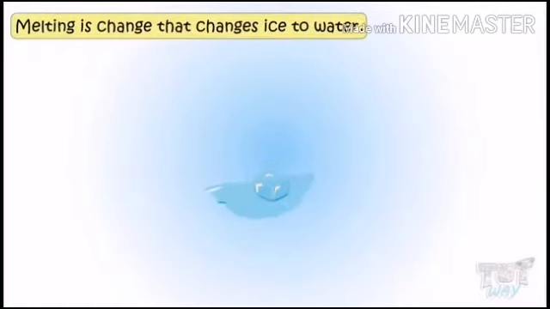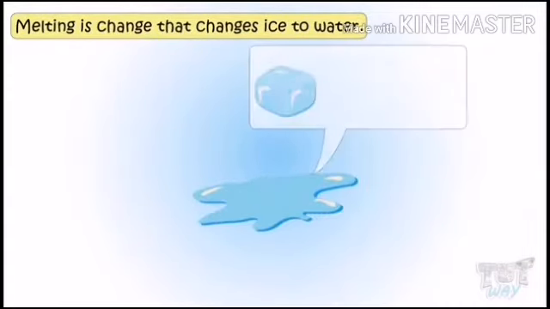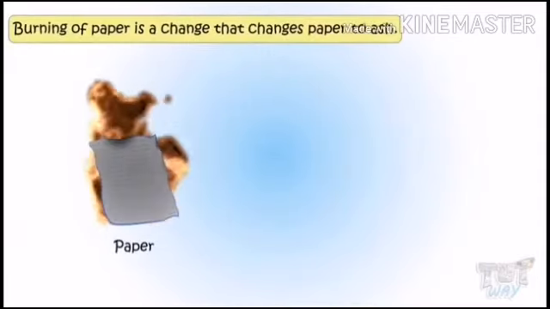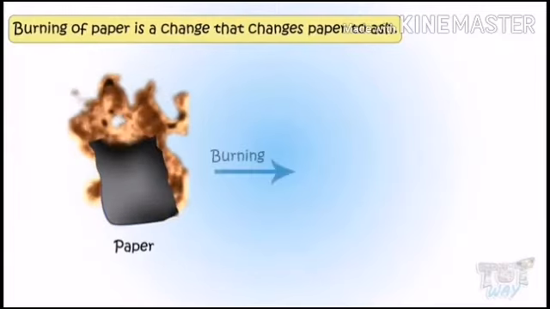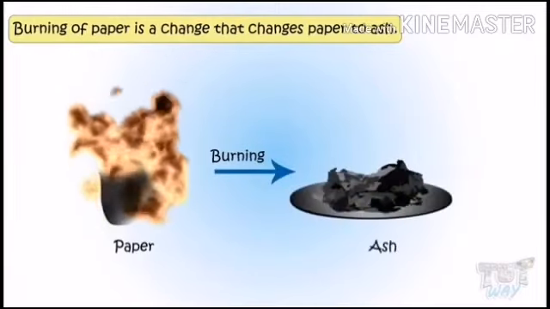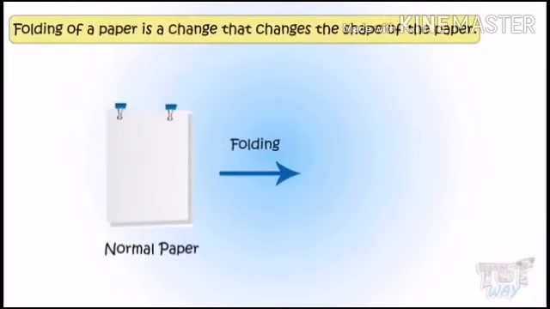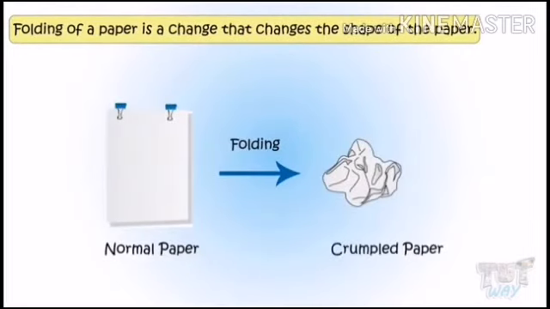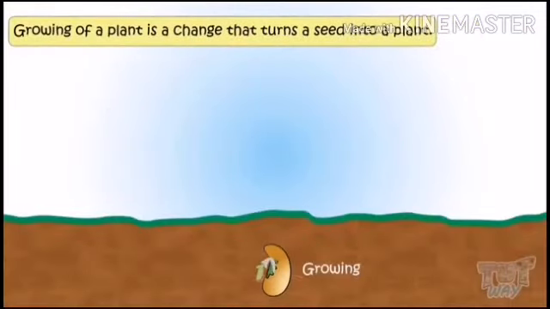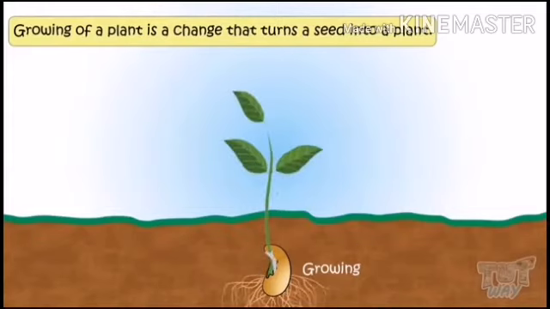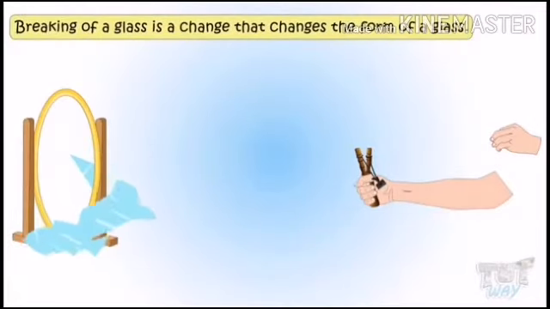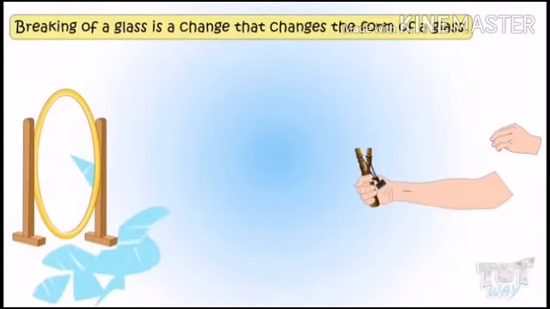Melting of ice is a change. The ice is changed into water. Burning of a paper is a change. Clear? Here the paper is changed into ash. Folding of a paper is a change that changes the shape of the paper. Growing of a plant is a change that turns a seed into a plant. Breaking of a glass is a change that changes the form of the glass only.